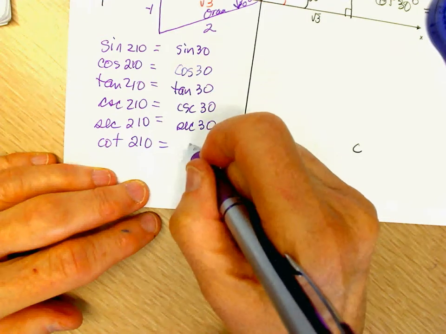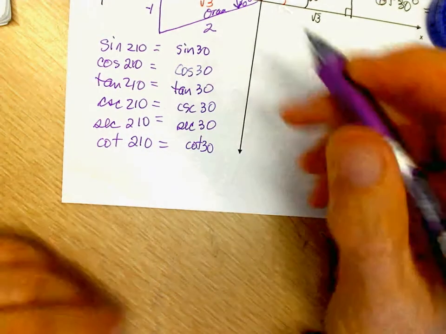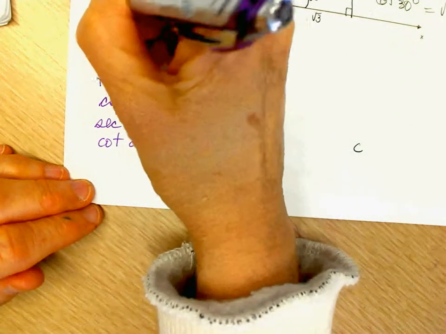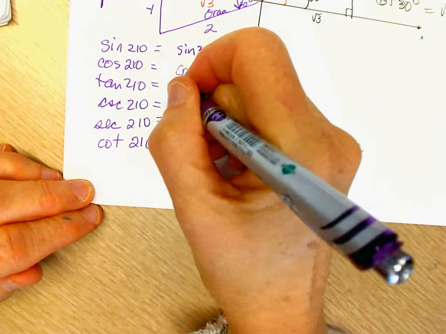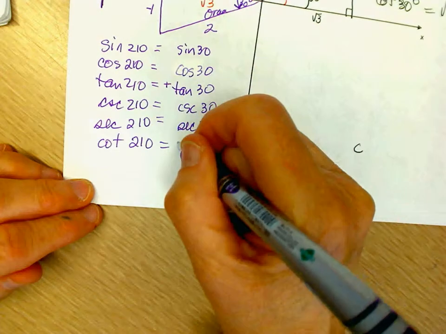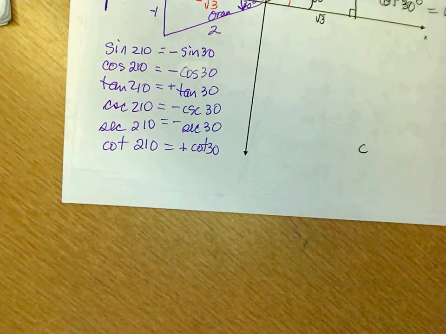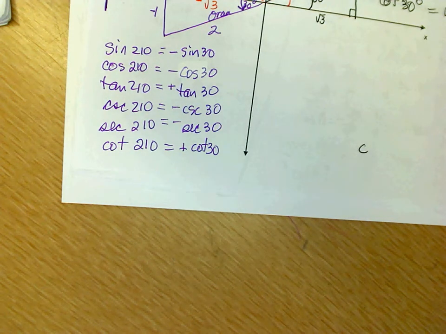So the only thing is we just don't know the sign. Well, we know the only one that's positive in this quadrant is tan. We know that's positive. We know its reciprocal is positive. The rest are negative. Right? And you can verify it with this diagram.